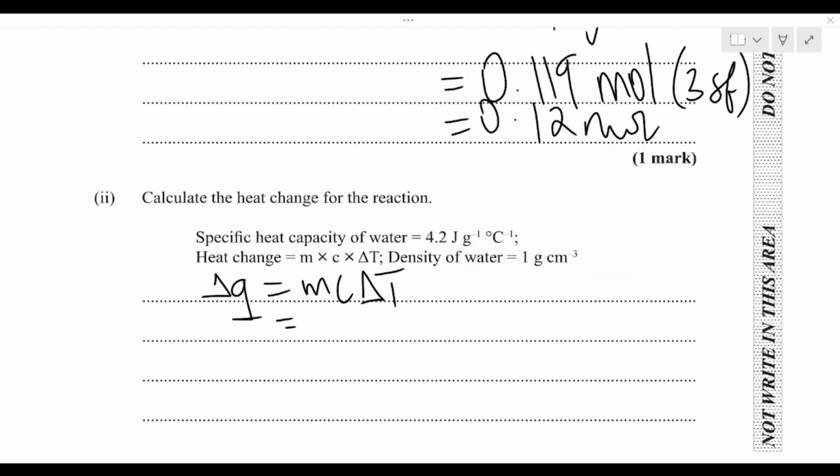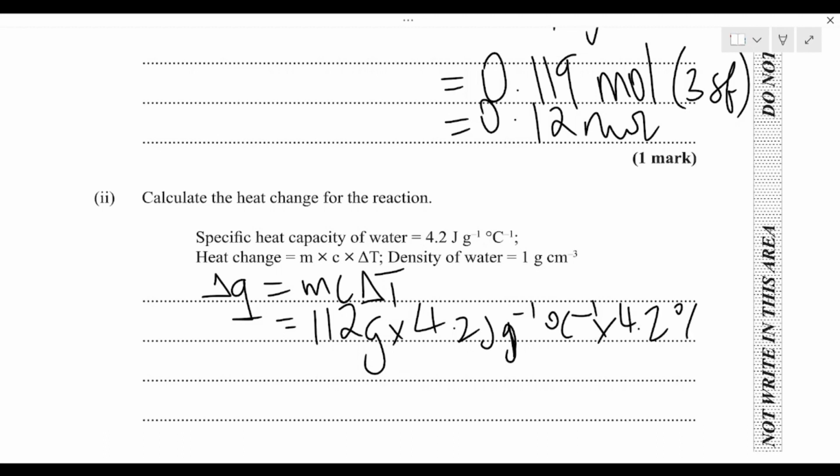The accepted answer is the heat change is equal to 112 grams times the 4.2 joules per gram per degree Celsius times 4.2 degrees Celsius, because that's what we're told the temperature change is, which is going to be 1,976 joules.